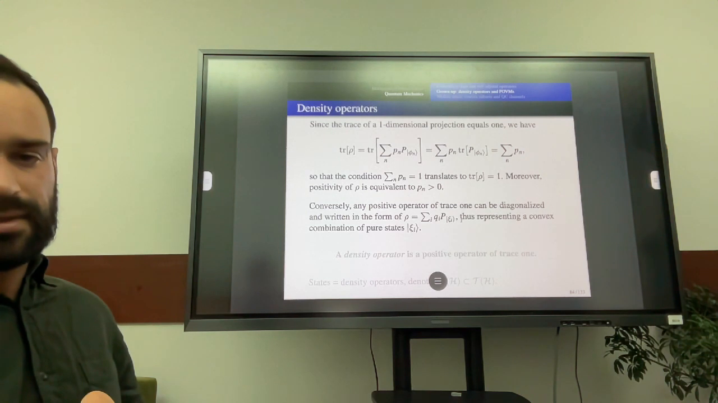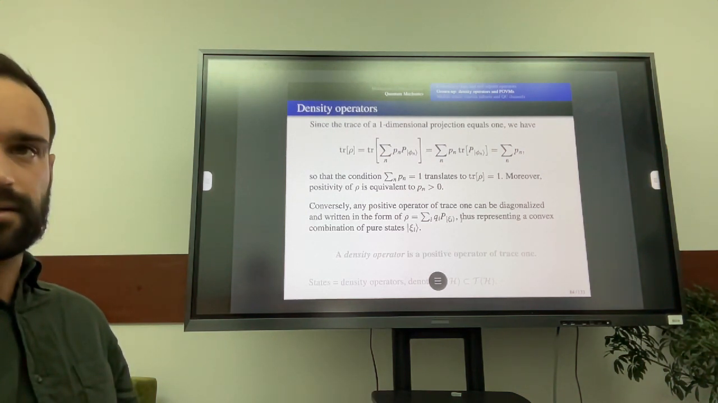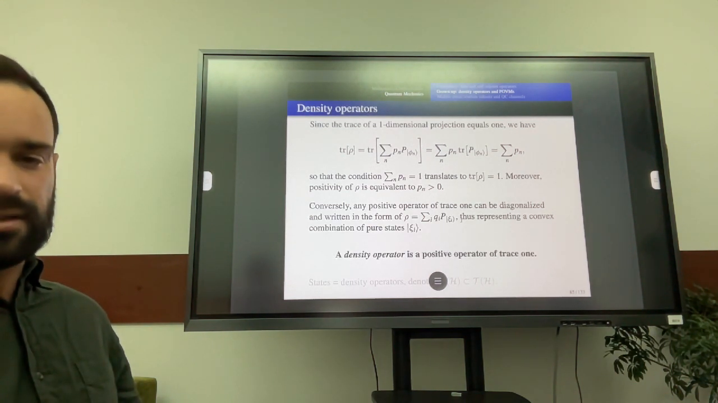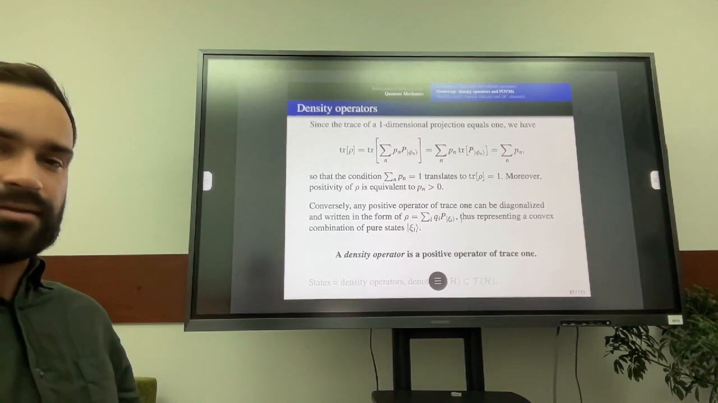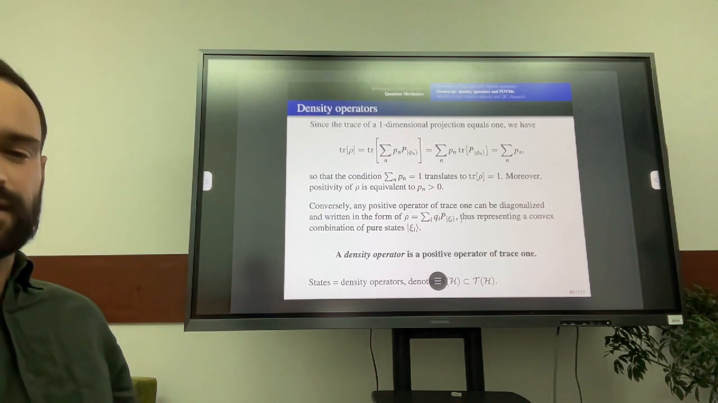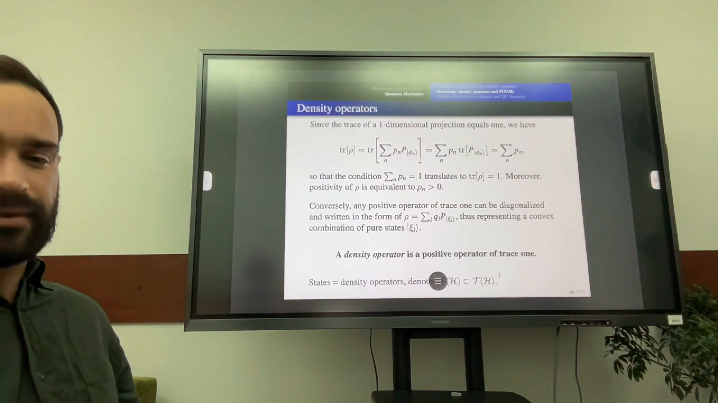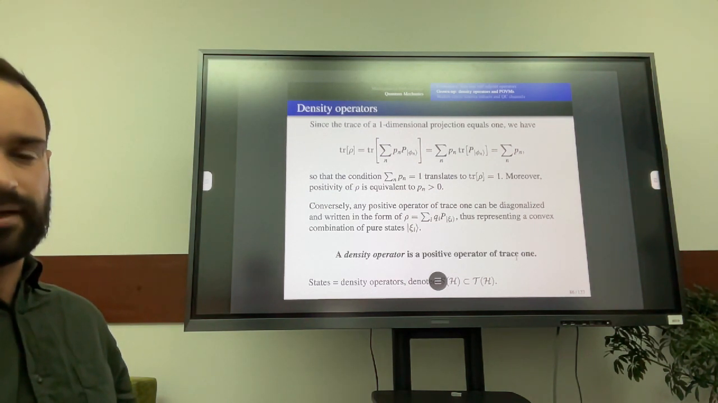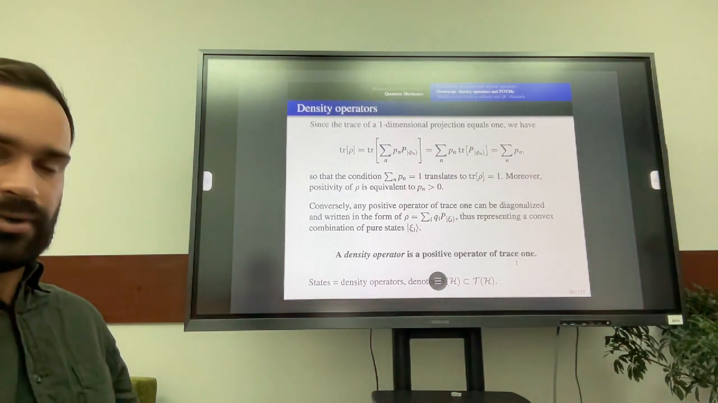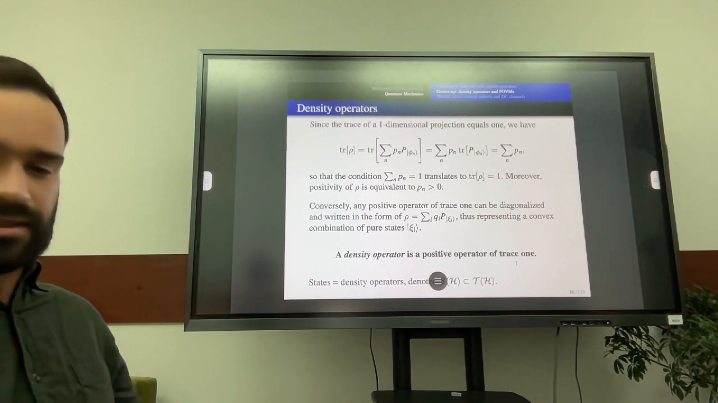So any positive operator of trace 1 represents a convex combination of pure states. So that's a definition of a density operator. It's positive and it has trace 1. And in the grown-up version of quantum mechanics, we define states to be density operators, denoted like this. So they have trace 1, so in particular they are trace class. They have finite trace. So it's a subspace of the space of trace class operators. So this fixes the first problem. This is a convex set.